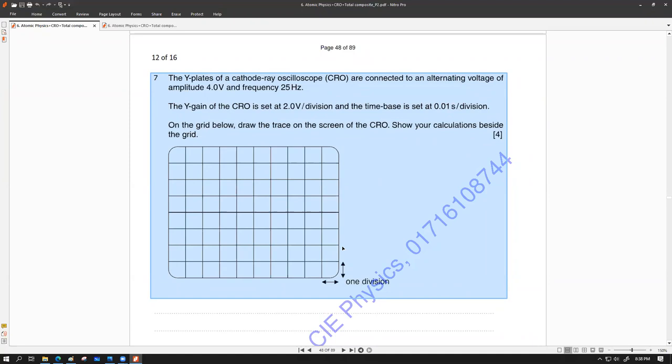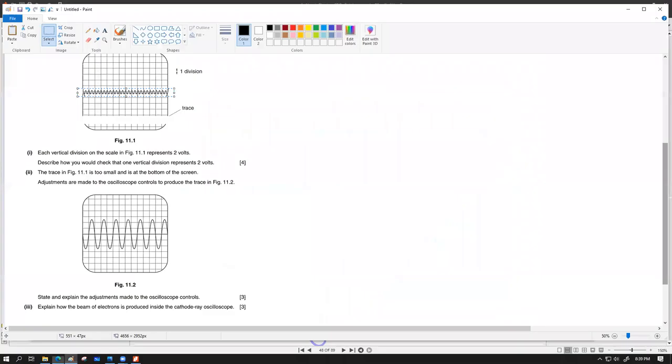Okay, fine. The next thing that we need to find out is how many divisions we should use to draw one cycle. One cycle means one full cycle. Let me do the discussion first, then I'll take your questions. Please hold your questions.